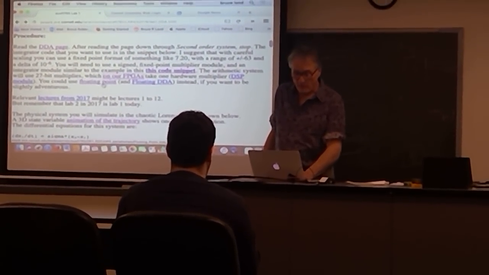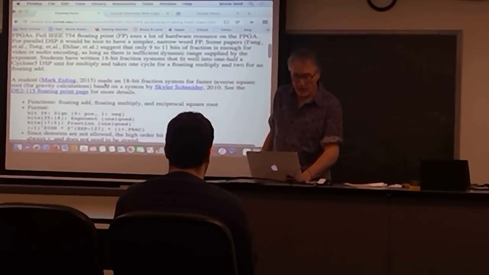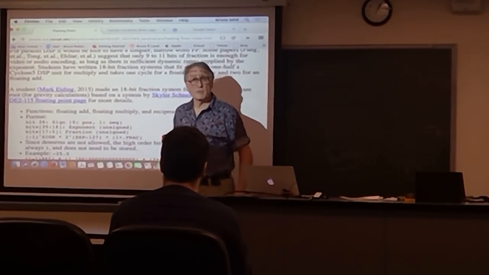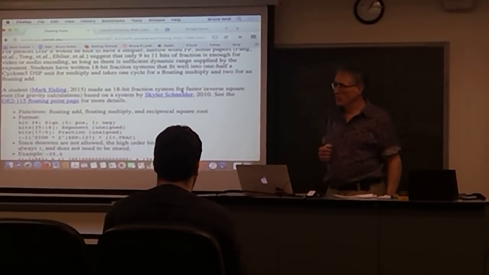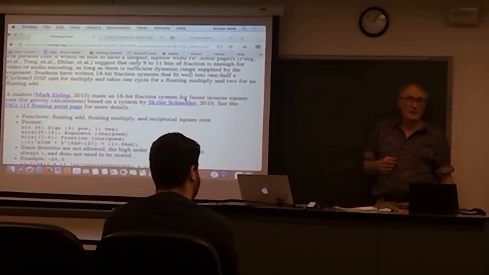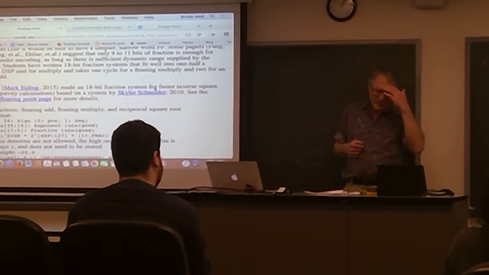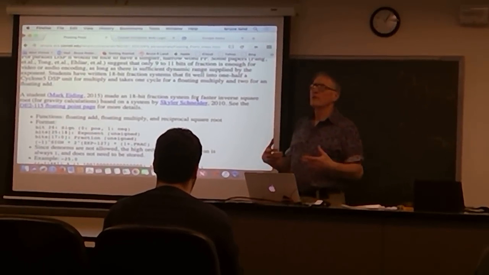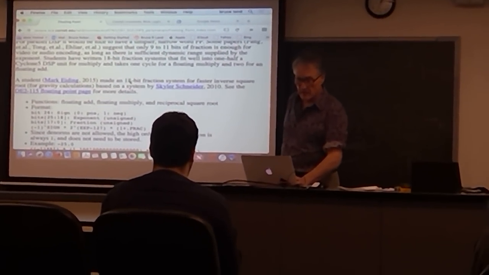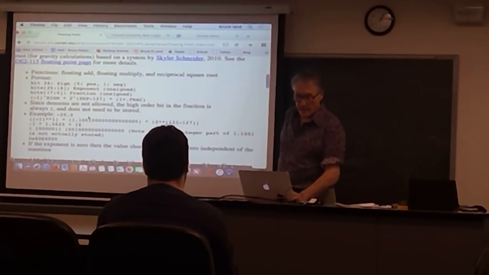Should you decide that you cannot bear fixed point, a student, Mark Eiding, in 2015, made a chopped down floating point system. The floating point system you're all used to is called IEEE floating point. Do you know anything about it? 24-bit significant, 8-bit exponent, sign magnitude with overflow detection, underflow detection, infinity indicators and all that. This is stripped down. It doesn't have any of that. It has an 18-bit significant, an 8-bit exponent, and it's really fast.